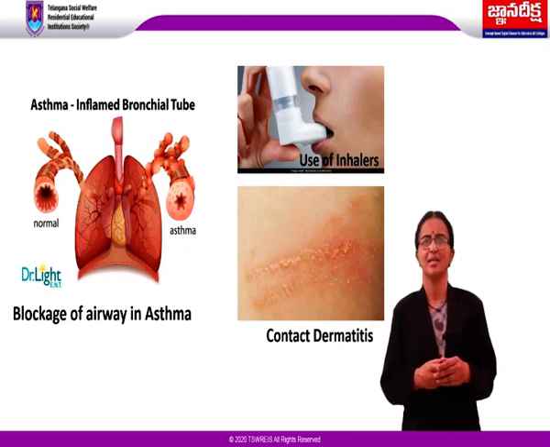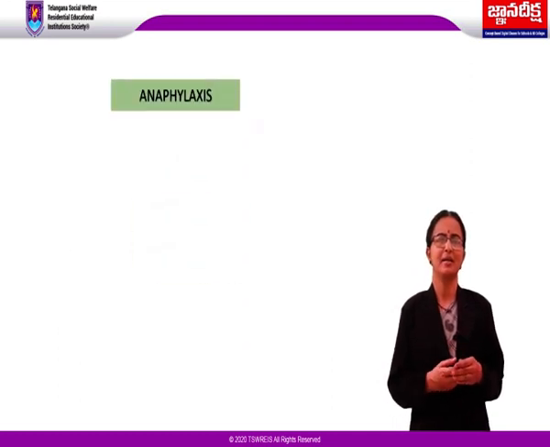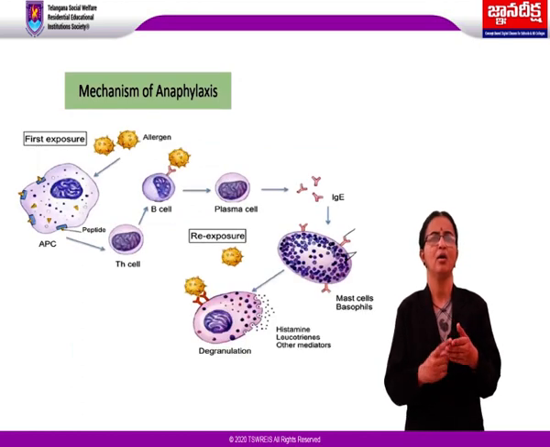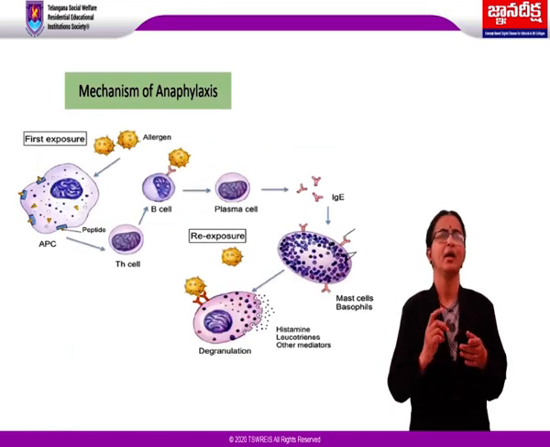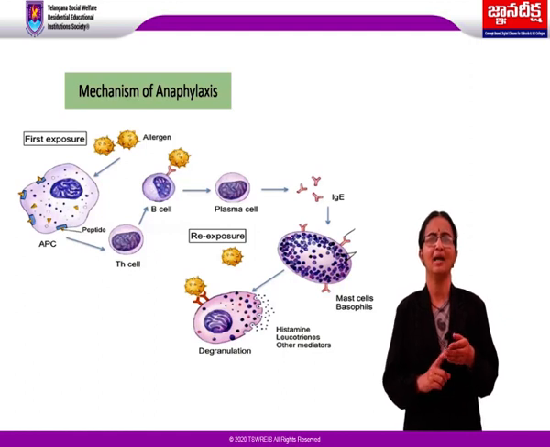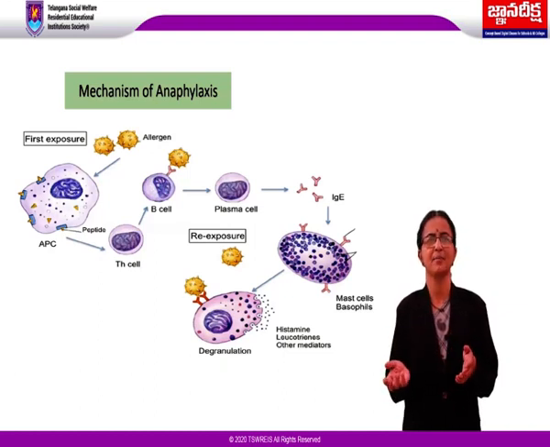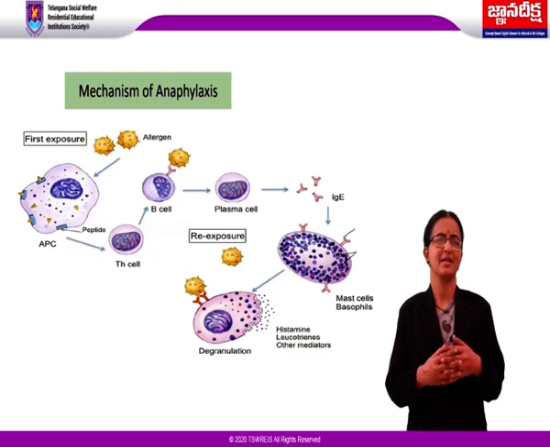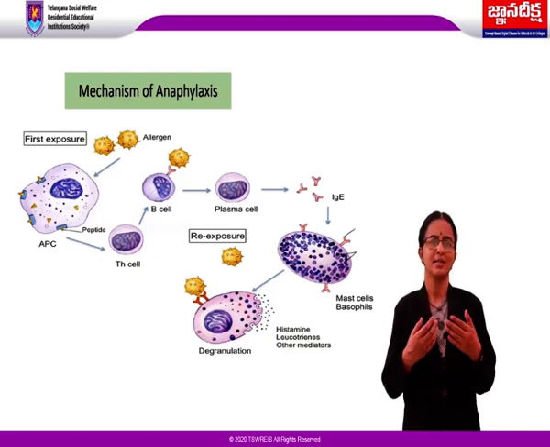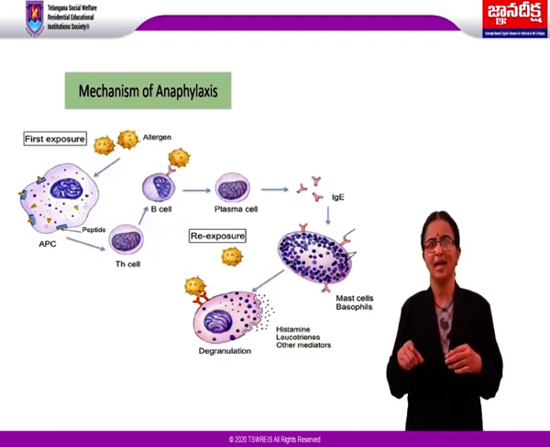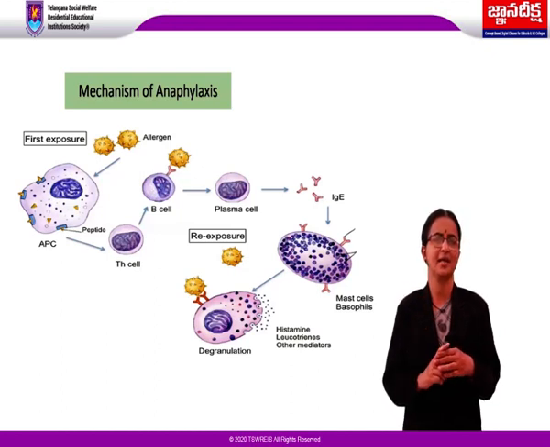Now let us see the mechanism of anaphylaxis. The allergen enters into the body through different routes like skin, by injection, or inhalation or ingestion. During the first exposure, the allergen stimulates the production of IgE antibodies, which go and bind to the mast cells and basophils. This is called the sensitization stage. Again, when the same allergen enters the body for the second time, it directly goes and cross-links with the IgE antibodies which are already formed in the first stage.